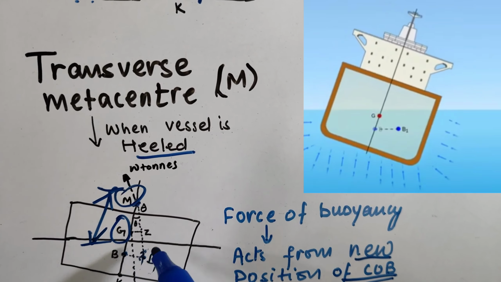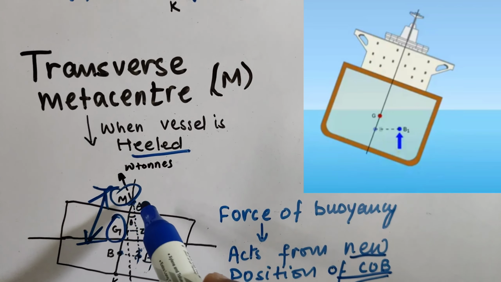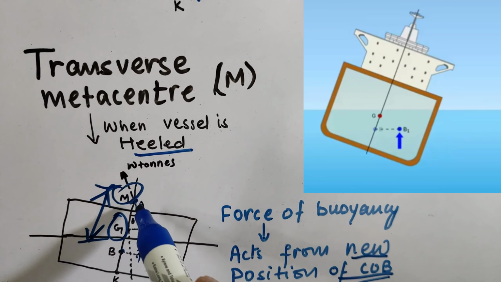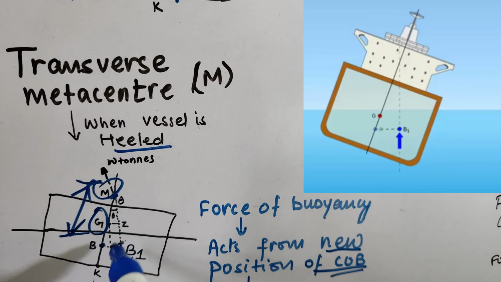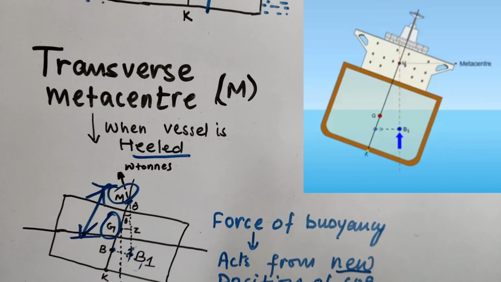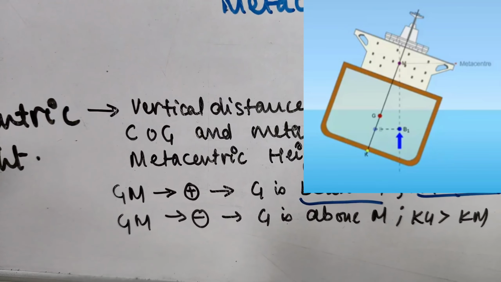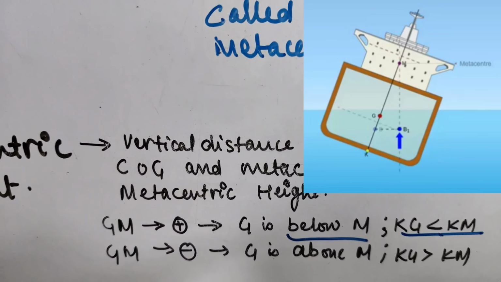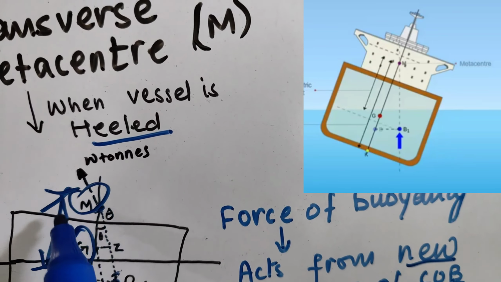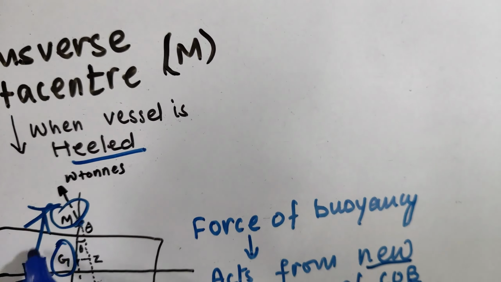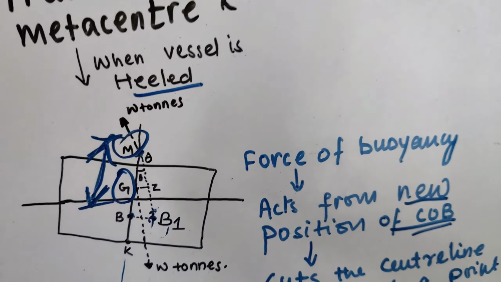So how to define transverse metacentre? The force of buoyancy acts from a new position of center of buoyancy when a vessel is heeled. The force of buoyancy line cuts the center line of the ship at a point, and this point is known as transverse metacentre. The distance of this point from the keel is known as KM. Now let's discuss metacentric height. Metacentric height is the vertical distance between the center of gravity G and the metacentre M, known as GM. This line is known as GM, the metacentric height.